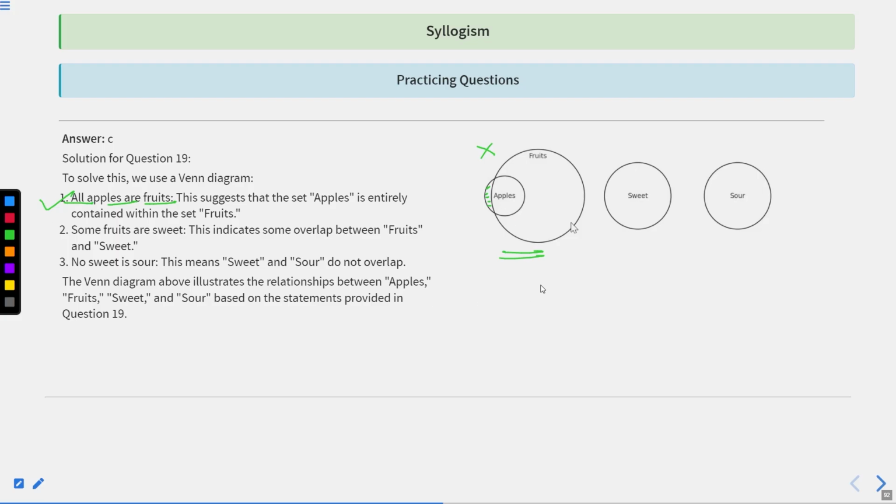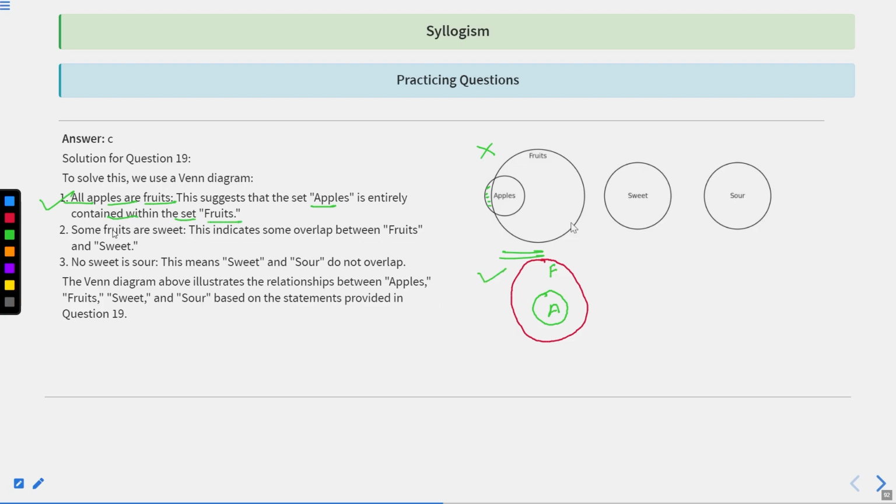The correct representation would have been, this is the circle which is going to represent apple, and then this is the circle which is going to represent fruits. Why? Because the statement suggests that all apples are fruits. So all apples are what? Fruits. So fruits will be the bigger circle, and apple is entirely contained within the set fruits. Now this is the correct diagram.